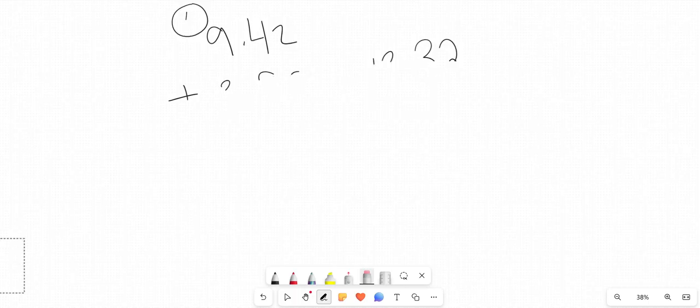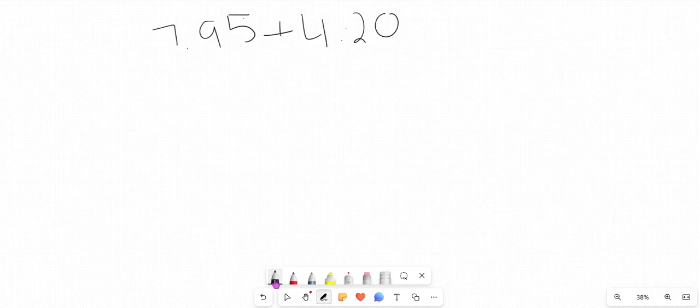Next problem, I'm going to do the same thing, but with different numbers and a different method. I'm going to do the break apart method. I'm doing 7.95 plus 4.20. So you break apart the numbers into place values.